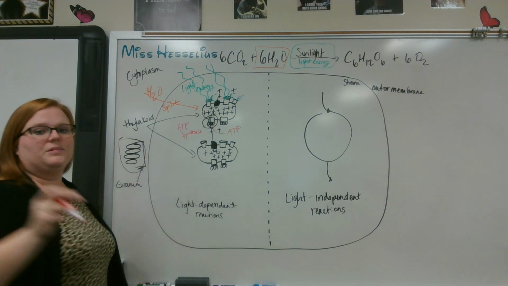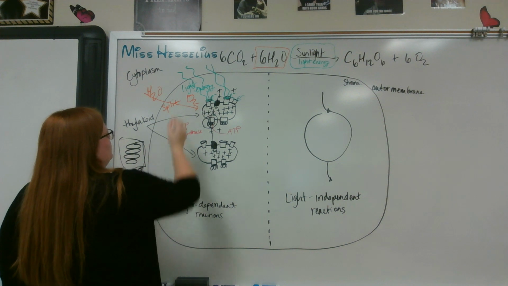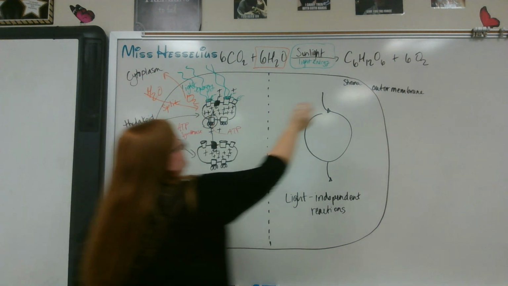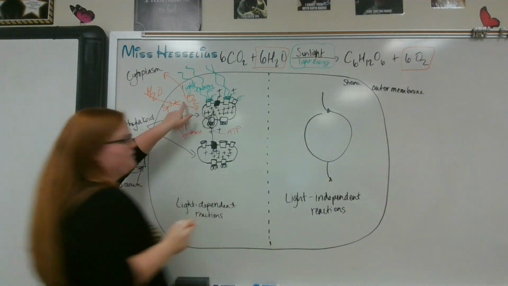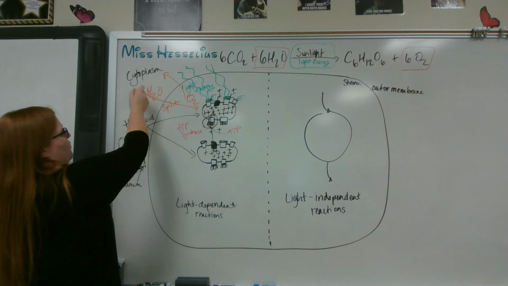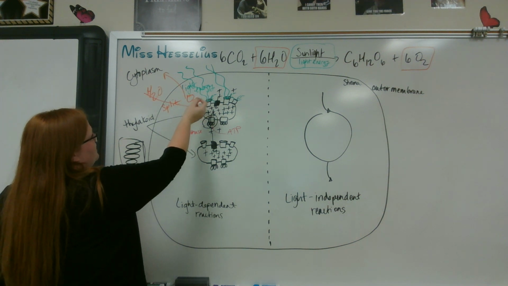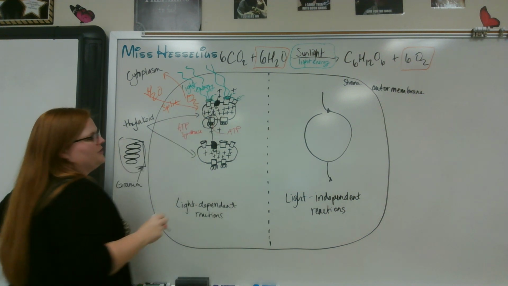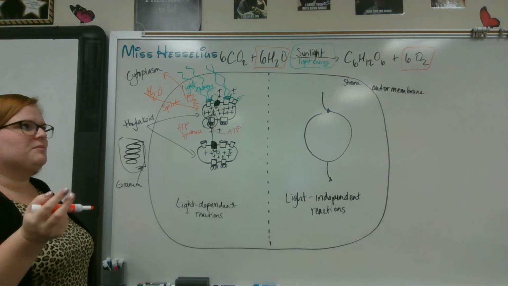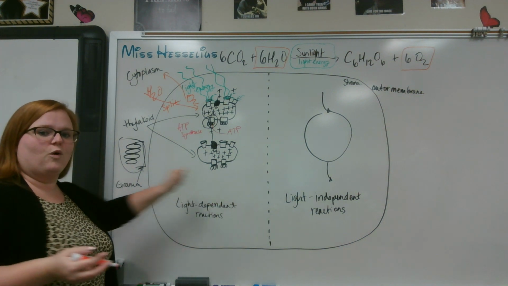When water gets split, it gets split into oxygen, which is our waste product in photosynthesis. Plants produce oxygen. This is where it comes from. You water your plants, water gets split into oxygen and electrons. Just like before, when in cellular respiration, when oxygen was picking up electrons, it was forming water.